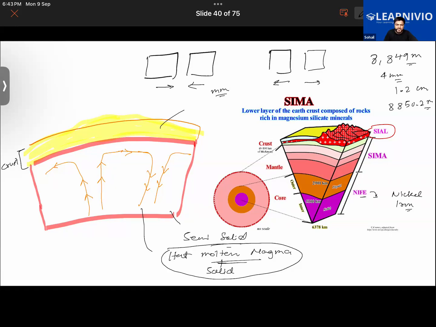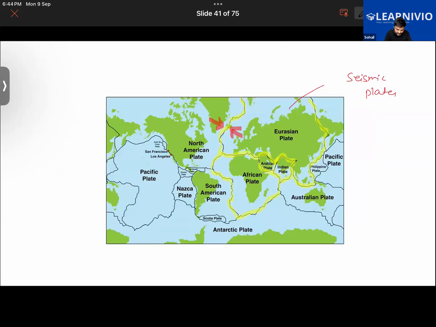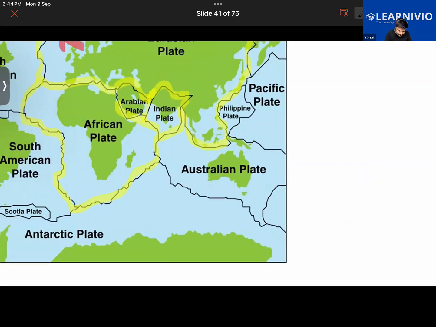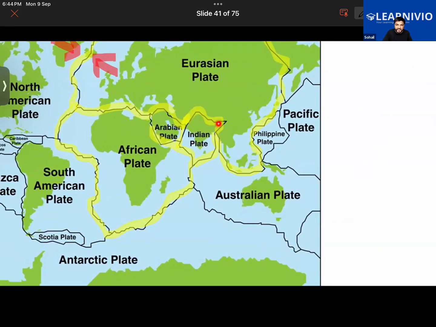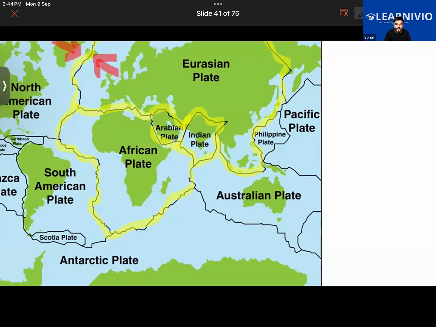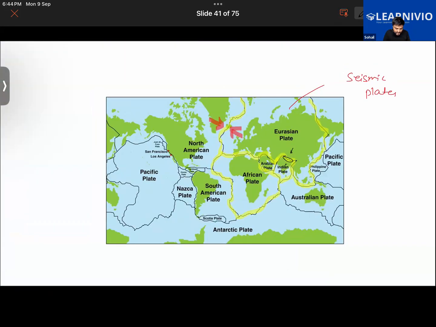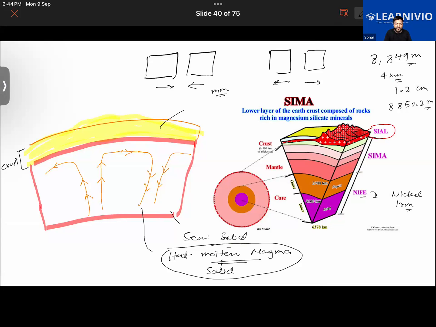Yes, sir. The reason is that the two plates are colliding. If you see this, the Indian plate and the Eurasian plate are colliding into each other. Because of that, the height of Mount Everest rises. And here is the Himalaya, in which Mount Everest is situated. Got my point? But at some places, these plates will be moving away from each other.